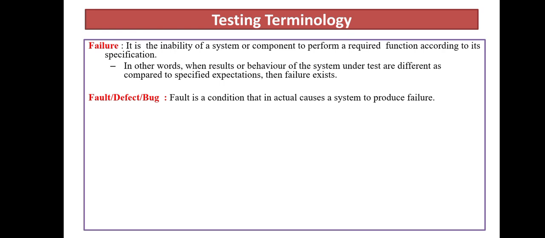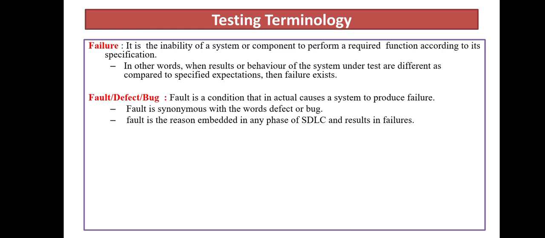Then there are certain terms we regularly talk about: fault, defect, bug. In one aspect, we can say a fault is a condition that actually causes a system to produce a failure. Why does the failure occur? Because of some fault, some defect, some bug. These are synonyms for defects. Fault is synonymous with the words defect or bug. A fault is a reason embedded in any phase of the software development life cycle and results in the failure. So failure occurs because of faults or defects or bugs, right?